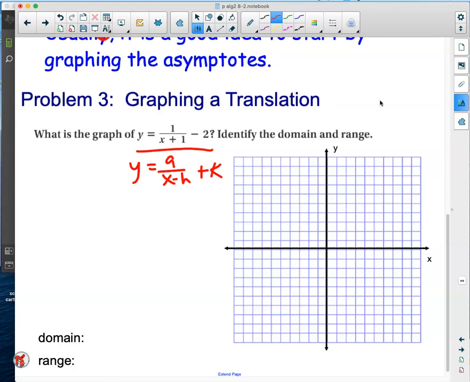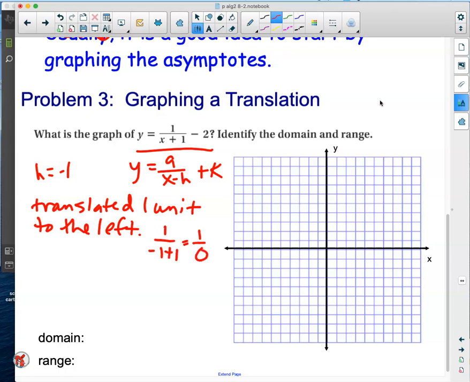And I realize that the value here that I have for h was actually negative 1 because it's x plus 1. So it's translated 1 unit to the left because h is negative 1. Now, if that's the case, that means my asymptote has also moved. And I noticed by looking at my denominator that the bad number for that would be negative 1, because 1 over negative 1 plus 1 is going to be 1 divided by 0. So my asymptote, and in this case it is a vertical asymptote, is going to be at x equals negative 1.